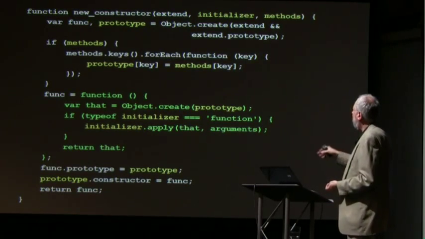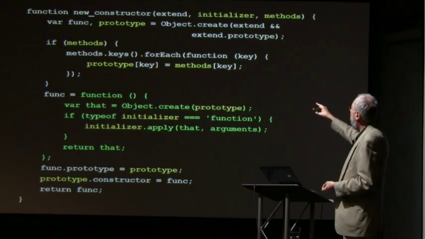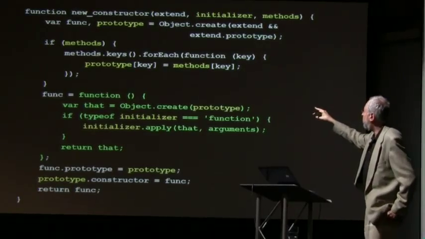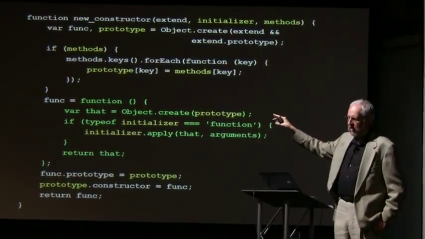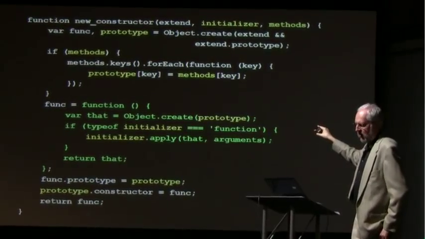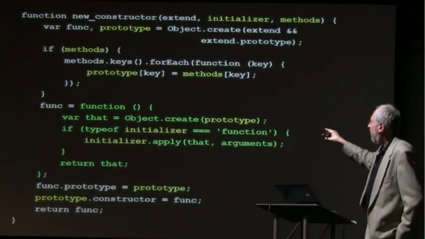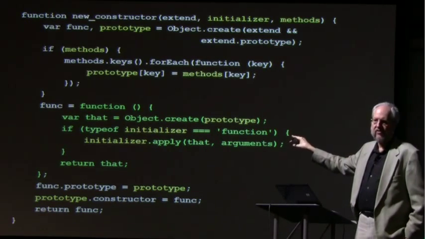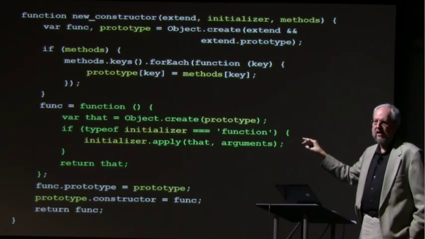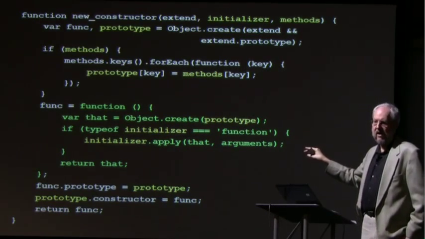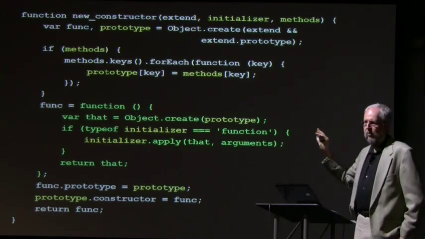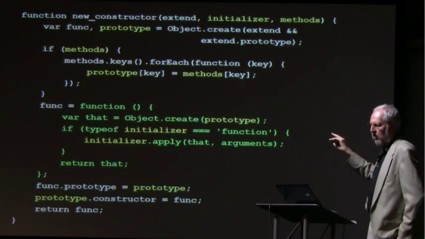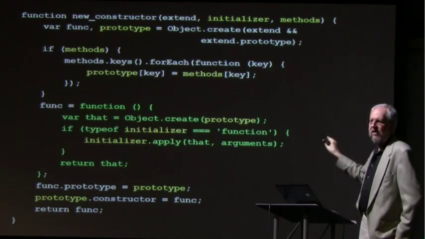So function new constructor takes 3 parameters, extend, initializer, and methods. First thing it does is it creates the prototype object, which it makes by calling object.create. And then if there are methods available, it will call the keys method. This is a new thing in ES5. The keys method will return an array of all of the own keys of that object, which is really nice because an array has a forEach method. So we'll then call that. So that will allow us to easily copy all of the methods into the prototype.